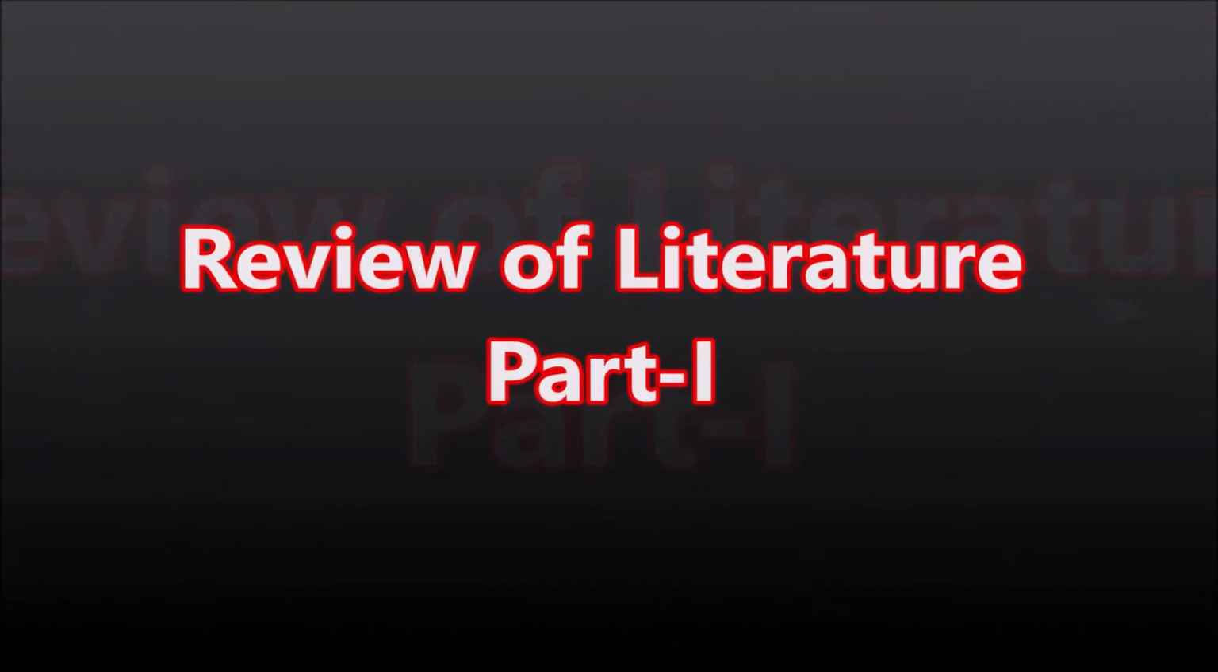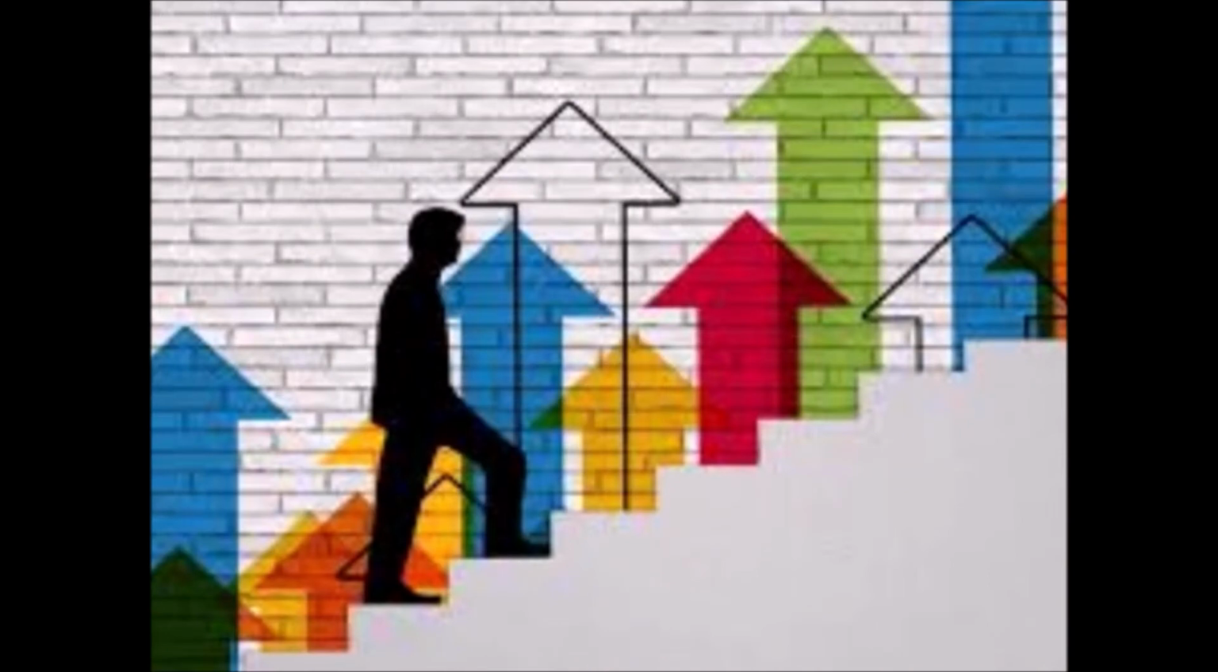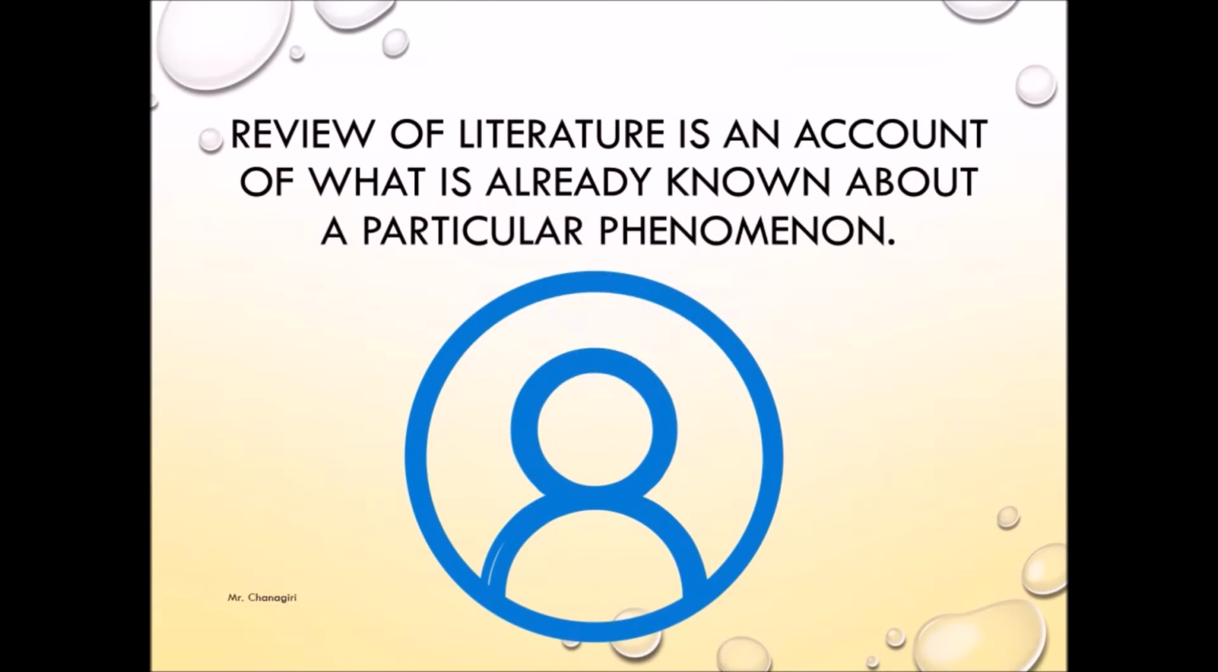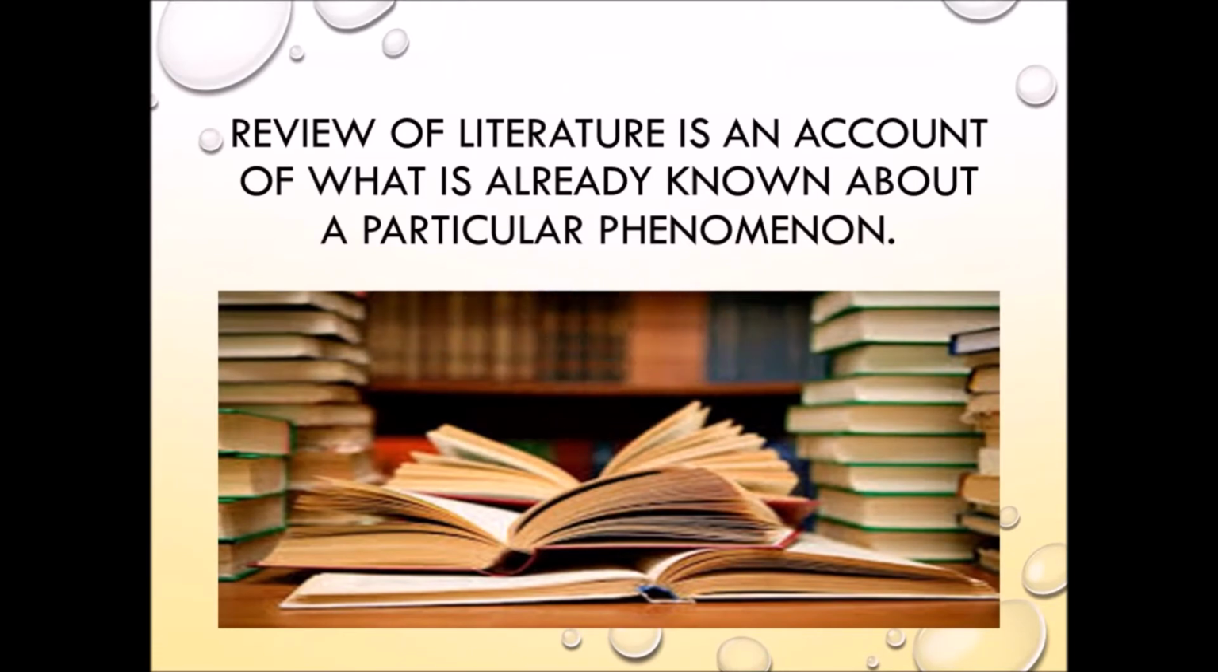Let us understand what is review of literature. Review of literature is one of the most important steps in the research process. It is an account of what is already known about a particular phenomenon. Here, if you want to do any study on a particular phenomenon, then you need to have some knowledge about it. And that knowledge you will get by reviewing the previous studies done on that particular phenomenon.